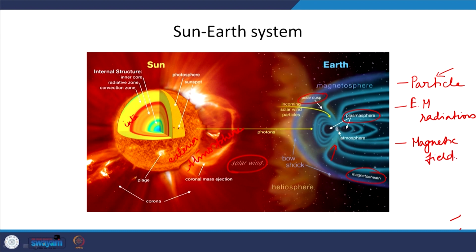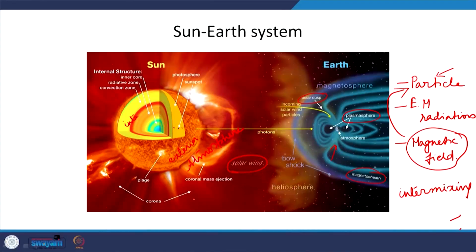The particle form of energy that is emitted by the sun has a very important characteristic wherein the magnetic field is coupled with the particles, or it is generally called the intermixing of particles with the magnetic field. So, in a nutshell, the sun and Earth are coupled in three different ways. They are coupled by the particle energy, by the electromagnetic form of energy, and by the magnetic field.